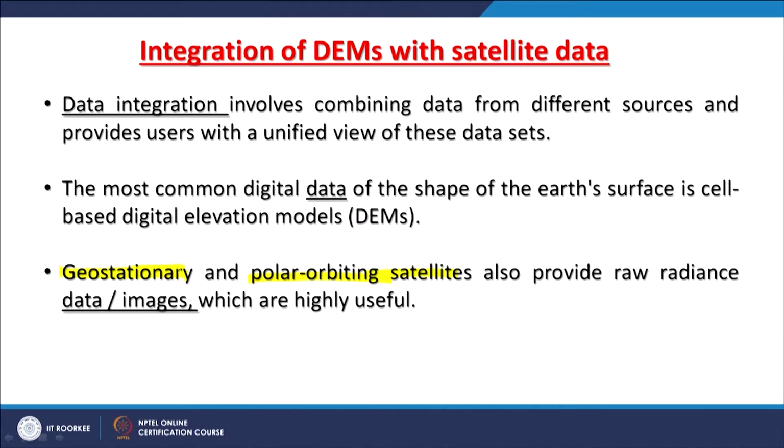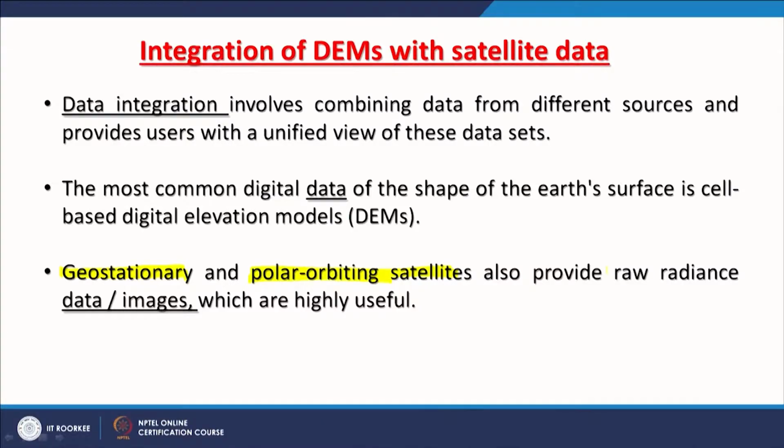So, these are basically multi-purpose satellites, mainly the geostationary, whereas polar orbiting satellites are having mainly one agenda, and that is acquiring images at relatively higher resolution. So, these satellites basically provide the raw data or raw radiance images, which we make use of, and nowadays tens of satellites of different countries are in orbit.